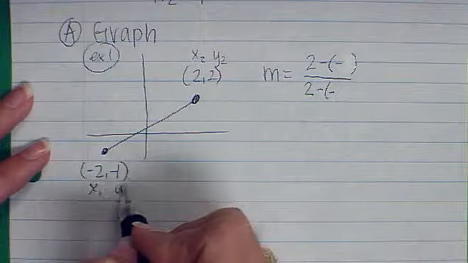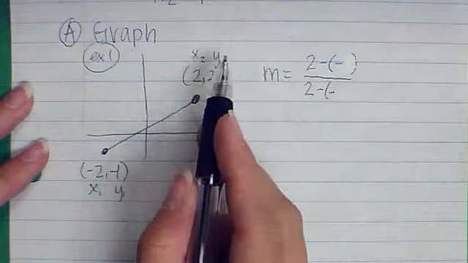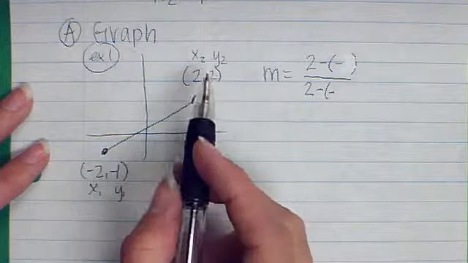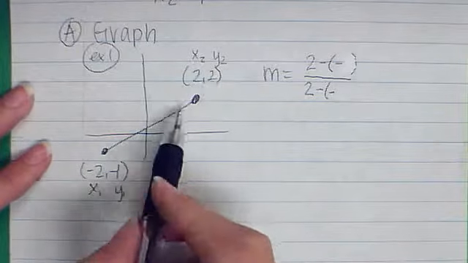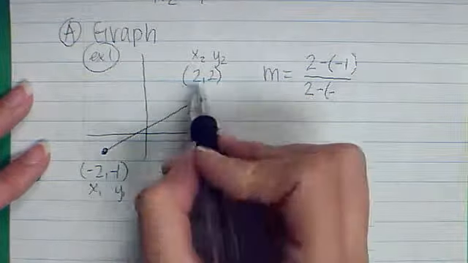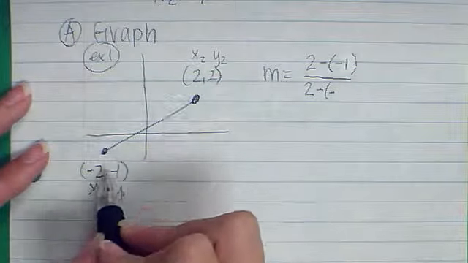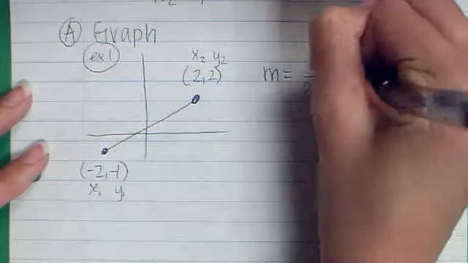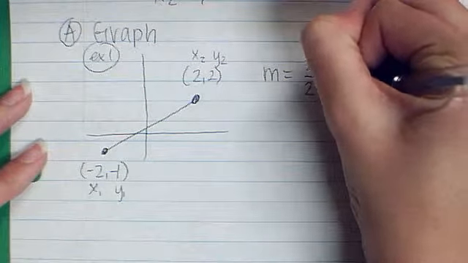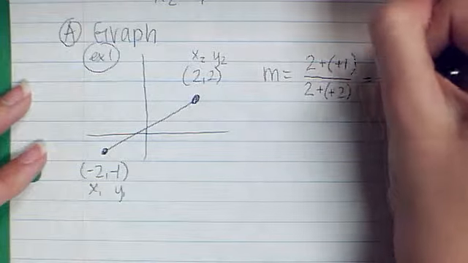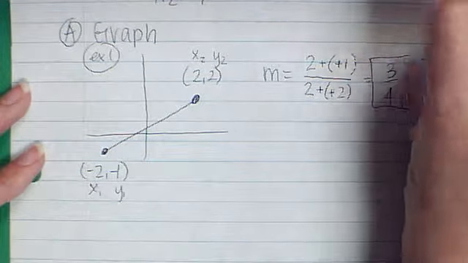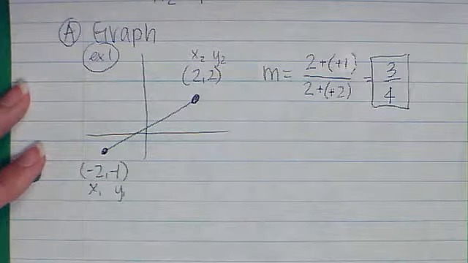We chose x1 and y1 and labeled them, and x2 and y2, and then we're plugging them into the formula, and that's where we are right now. If I do y2, that's 2 minus y1, which is -1, and then x2, 2 minus x1, which is -2, and then I can solve. My double negatives become positives, and 2 plus 1 is 3, and 2 plus 2 is 4, so the slope of this line is 3 over 4.